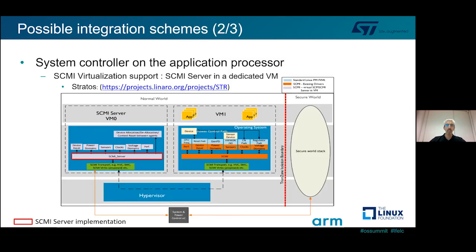The next possible scheme is what is currently under implementation between ARM and Linaro. The project is called the Stratos project. It uses the application processor, and thanks to the virtualization support, you can have the SCMI server in a dedicated virtual machine. Thanks to the virtual transport, there is a way for Linux and the SCMI server to coexist in two different compartments and execution contexts, which is really what we intend with this SCMI server in a dedicated execution context.